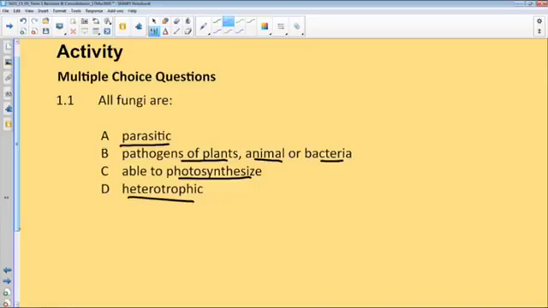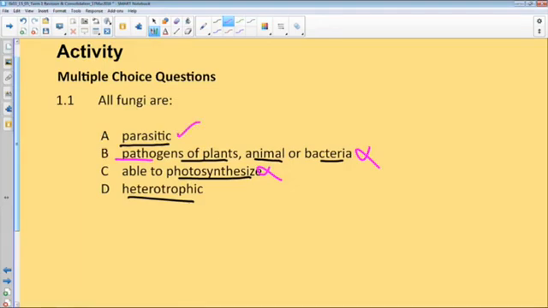So the question again, all fungi are, and guys, if you go back to the section that we did, you know that fungi are not capable of photosynthesis. They are pathogens of plants and animals, and guys, we know that that's not true because they often grow independently. We do find pathogens on animals, but they're not necessarily pathogens. These fungi grow as parasites on them.